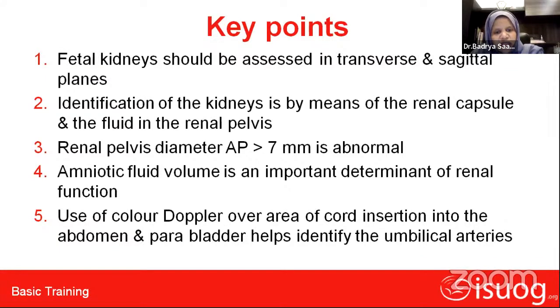Amniotic fluid volume is an important determinant of renal function. And use of color Doppler over the area of cord insertion into the abdomen and around the bladder helps identify the umbilical arteries. This is the end of my presentation. Thank you for listening and attending.